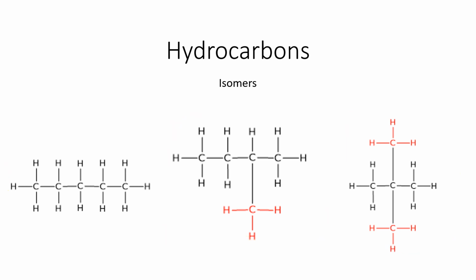How do we know whether the structures are drawn differently? You can start from any corner of the chain and count. Here there are 1, 2, 3, 4, 5 C's. Here I start from this corner, I count 1, 2, 3, 4. If I start with this corner and count this way, I also get 4. In the last one, no matter which corner I start counting, I'll end up with 3. So if the total number of C's you count in one direction from any corner is different, then they are isomers if they have the same molecular formula.